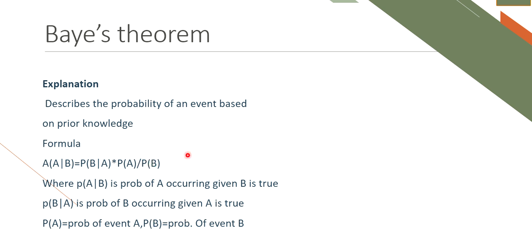After writing this, we have the steps in the theorem. Step 1 is to define the probabilities. Whenever a problem is given, first you define the probabilities, maybe the probability of A, B, and probability of B given A. Whatever comes in the formula, define those probabilities. That is the first thing.